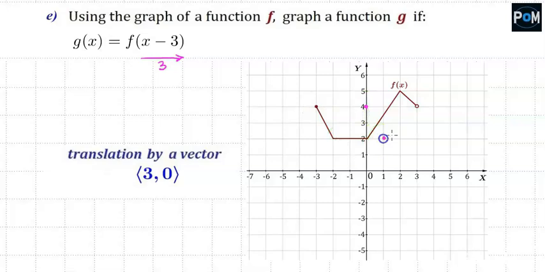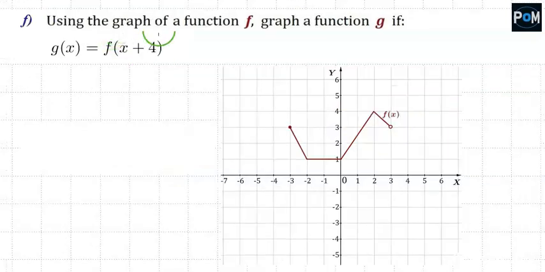We get new points in these places. So, we need to shift all these characteristic points 3 units to the right, connect these points, and that's how the graph of the function is created, meaning the graph that was created from function f after shifting 3 units to the right. In the example f, we have to shift this function f according to this formula to get the graph of the function g.